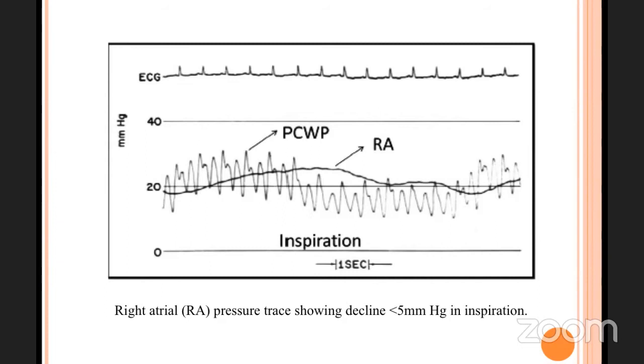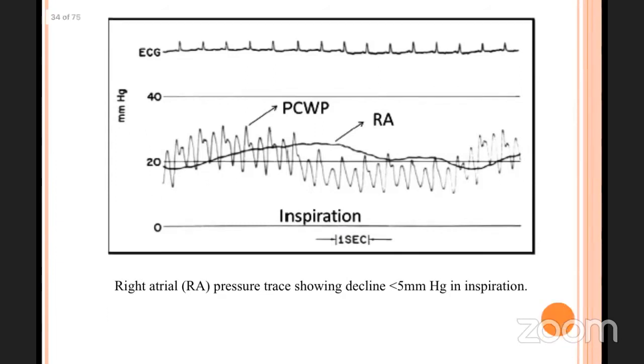This is basically because of the transmission of negative intrathoracic pressure to the intrapericardial structures, that is, the right atrium. But in constrictive pericarditis, it is not transmitted. So increasing venous return results in an increase in pressure, not a fall in the pressure. So this is an important physical sign, hemodynamically documented.